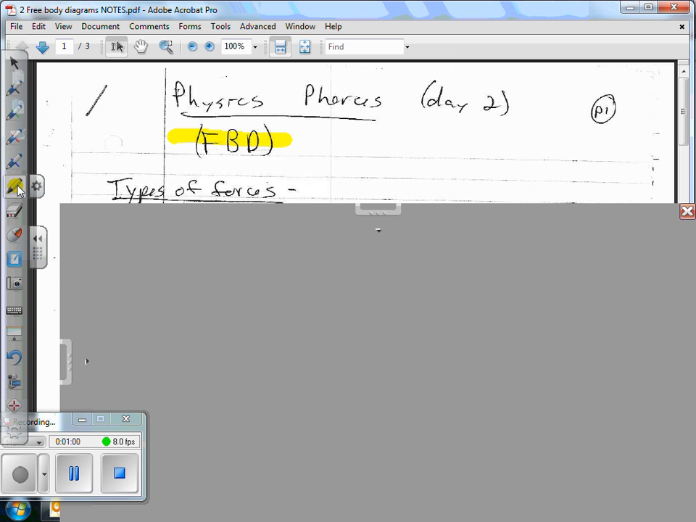Okay, so keep in mind, the force is a vector. Vectors have size and direction. The size or the length of the arrow signifies the number, and then the direction is signified by the head.